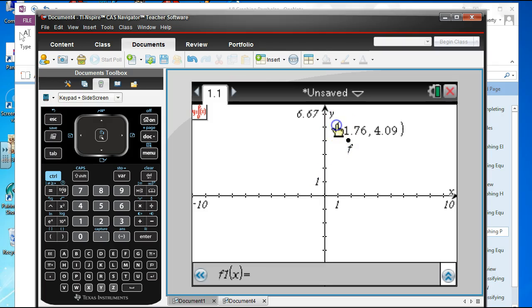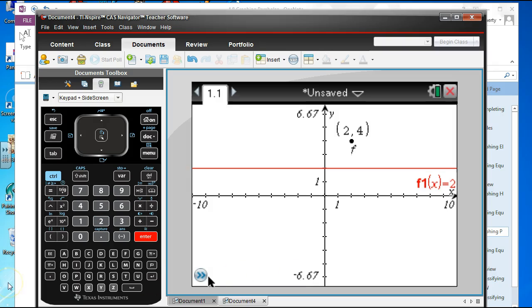Let's find the coordinates of this point. I want to make it 2, 4, so I'm going to go in and physically make that 2, 4. Okay, so I've moved this to the point 2, 4. This is going to be my focus. Now I'm going to create a line at y = 2.